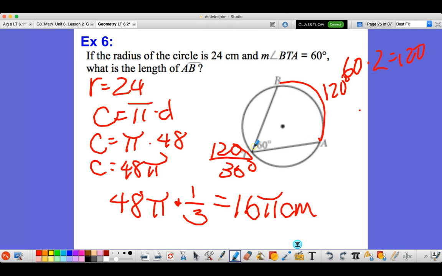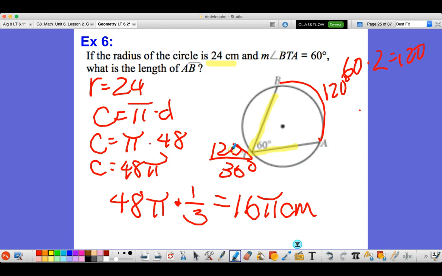So if I know that this angle right here, this inscribed angle, BTA, is 60 degrees, then I know that this arc is 120 because 60 times 2 is 120. We know that the arc of an inscribed angle is twice that angle. It also told me that the radius was 24.